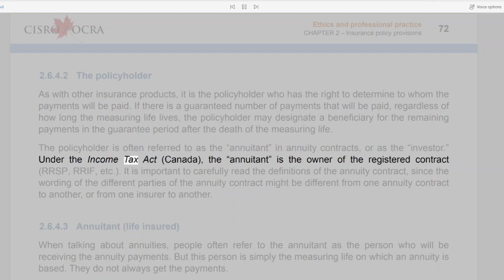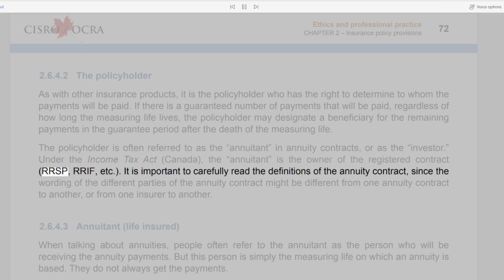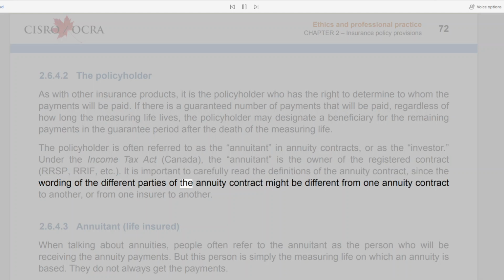Under the Income Tax Act, Canada, the annuitant is the owner of the registered contract, RRSP, RRIF, etc. It is important to carefully read the definitions of the annuity contract, since the wording of the different parties of the annuity contract might be different from one annuity contract to another, or from one insurer to another.